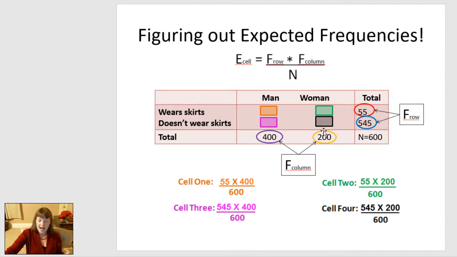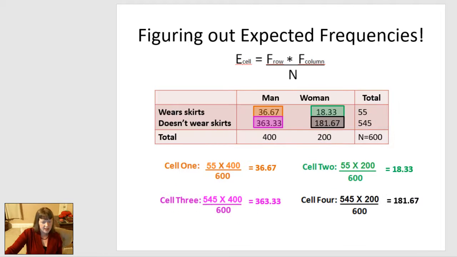And then I do this for the last category. For my women who don't wear skirts, what I would expect to see if the null was true was 545 times 200 divided by the total sample size. And so voila, this gives me my expected value table. Now, you can round to the nearest whole number.